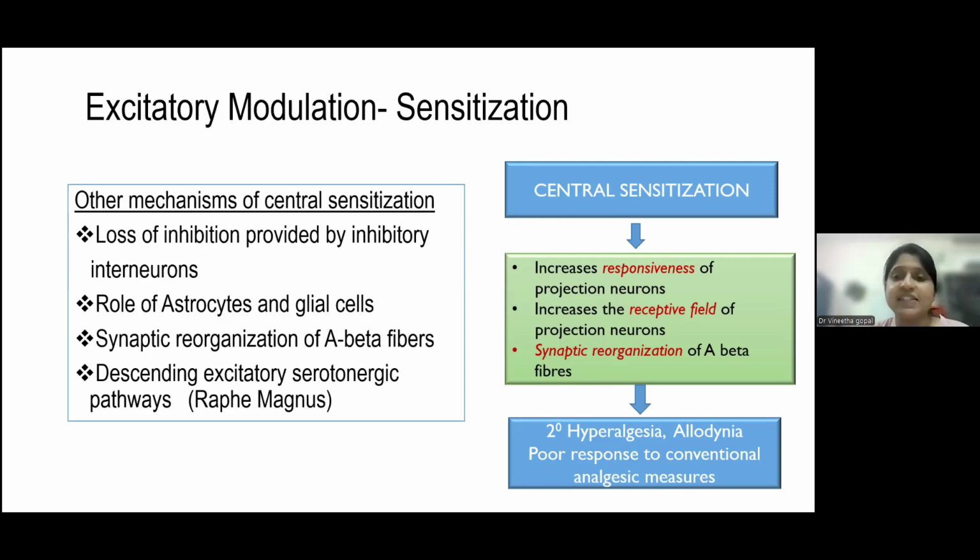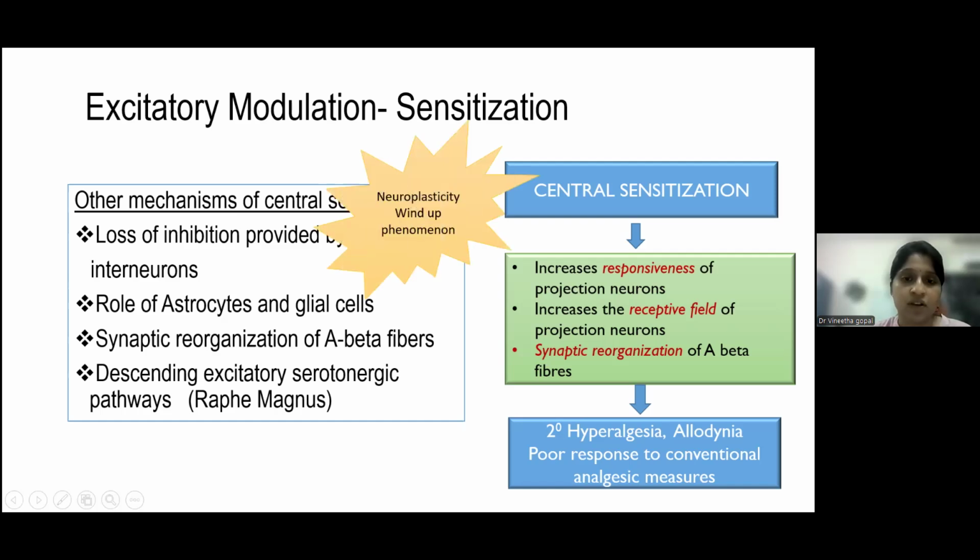Because once the sensitization sets in, peripheral and central sensitization, all these things happen. Primary hyperalgesia, secondary hyperalgesia, and allodynia. Allodynia means even touch becomes painful. Even non-noxious stimuli, the patient will feel pain. That is due to the synaptic reorganization. And once all these things set in, that is primary hyperalgesia, secondary hyperalgesia, allodynia, then the pain becomes extremely challenging to treat. So this central sensitization is known as neuroplasticity or wind-up phenomenon, another word for that.